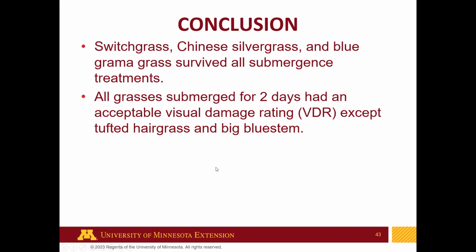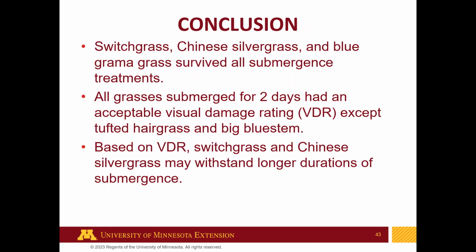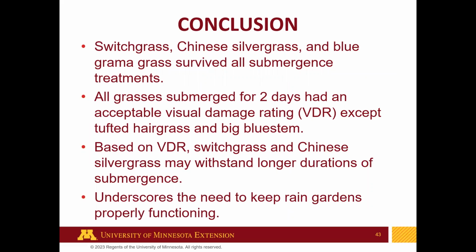All of the grasses submerged for 2 days had an acceptable visual damage rating, except for tufted hairgrass and big bluestem. Remember, at the 2-day submergence, they were both above a visual damage rating of 6, which would be anywhere from, say, 51 up to 60% dieback of the foliage. Based on the visual damage rating, switchgrass and Chinese silvergrass may withstand longer durations of submergence.